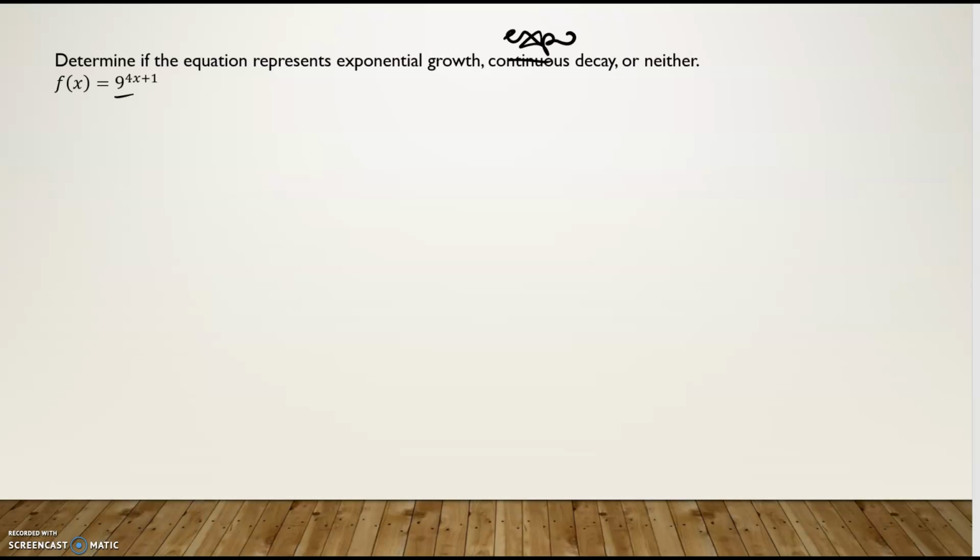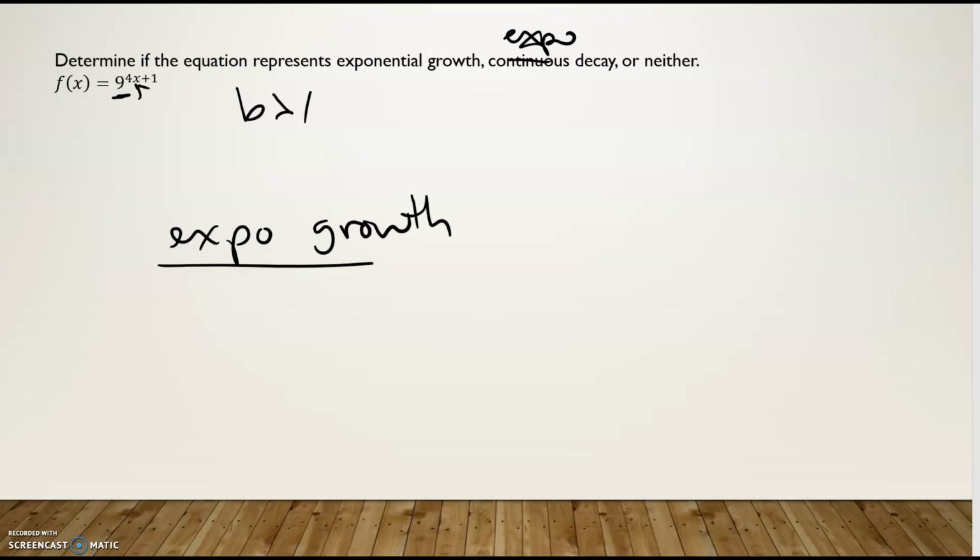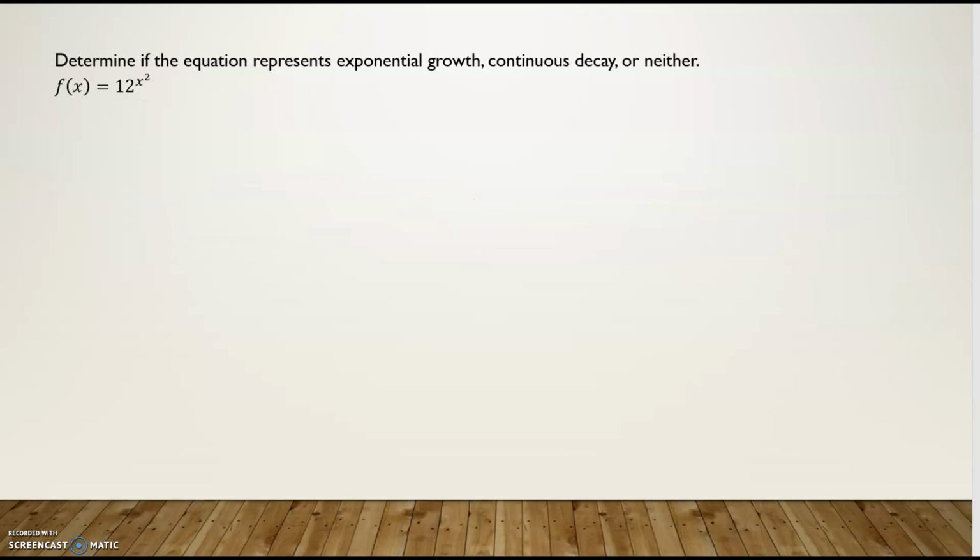We have a number raised to an exponent that has x in it, so it is an exponential. I'm going to look at this number here. It's bigger than 1, so it should be increasing. There's no negative in front of my x, so this is an exponential growth function. Okay, we have 12 raised to x squared. Now that's an exponent raised to another exponent. That's not an exponential function right there. So this would be neither.